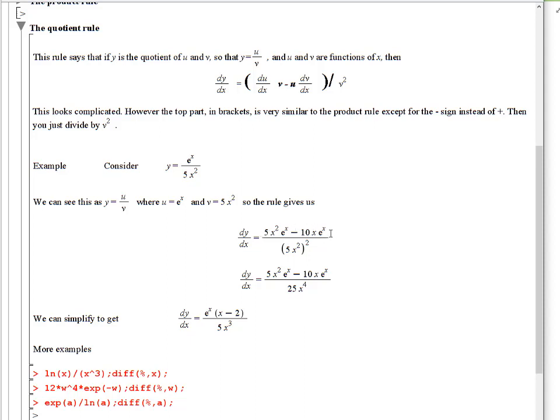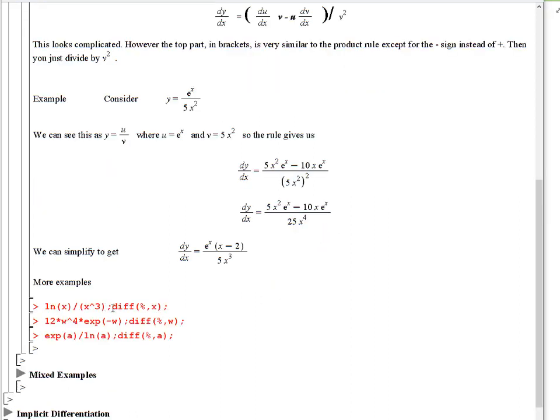So that's similar to the product rule with the negative sign, but then what's not similar is that after doing this you divide by v squared. So 5x squared squared is 25x to the power 4, so you get this on the bottom. And now you've finished. And in this example you could simplify this further to here. So now let's look at these examples. Let's take the first one to the whiteboard.